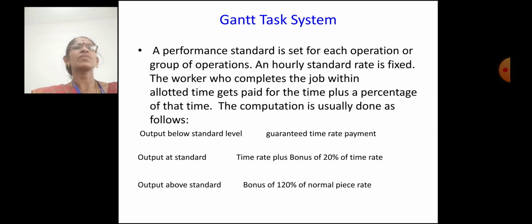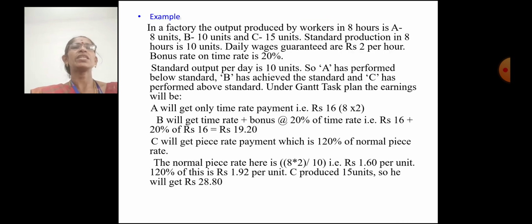Cost system. A performance standard is set for each operation or group of operations. An hourly standard rate is fixed. The workers who complete the job within the allotted time get paid for the time plus a percentage of that time. Output below standard level: guaranteed time rate payment. Output at standard: time rate plus bonus of 20% of time rate. Output above standard: bonus of 120% of normal piece rate.